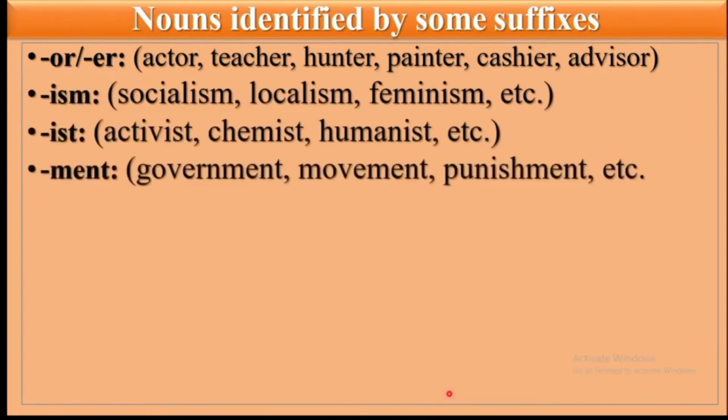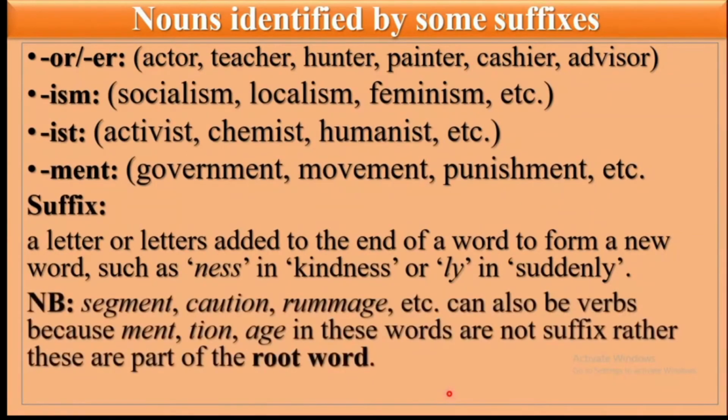A noun sometimes can also be identified by some suffixes, but our emphasis here is on the function of the words, not on the suffixes. But you can have a look at this.